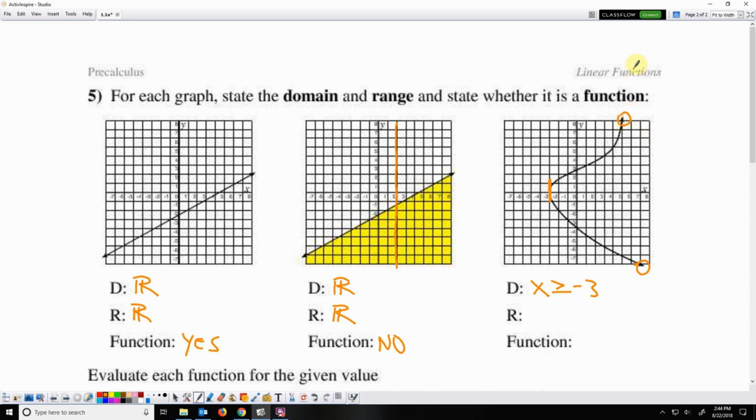Vertically, up and down, the y values, it's going to go up forever. It's going to go down forever. The y values are all real numbers, so the range is all real numbers. Is it a function? Well, right here I drew a vertical line that only touches at one point. But it is possible to draw a vertical line that touches more than one point. So no, this is not a function.